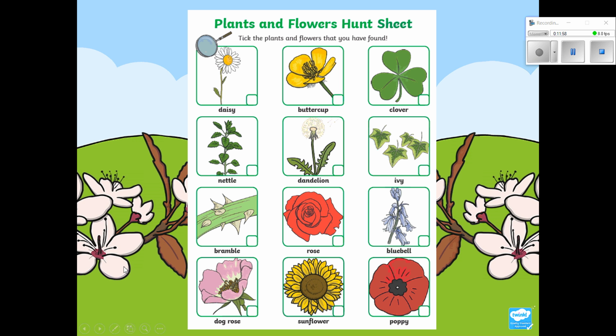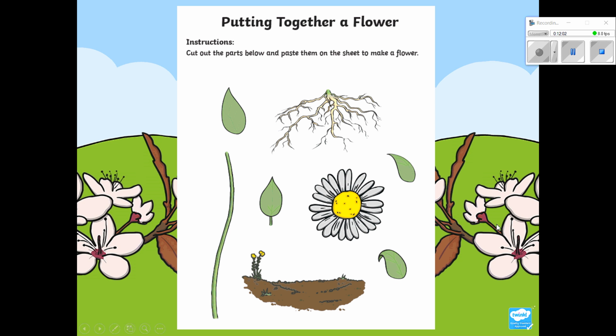If you're not going for a walk today, or if you don't have any flowers in your garden, you can have a go at this activity. This activity is called putting together a flower. And what you will need to do is print out this page and cut out all the bits of the flower and stick them in the right place. So starting with the soil, what comes first? Do the petals come first in the soil or do the roots come first? You've got to put the flower together.